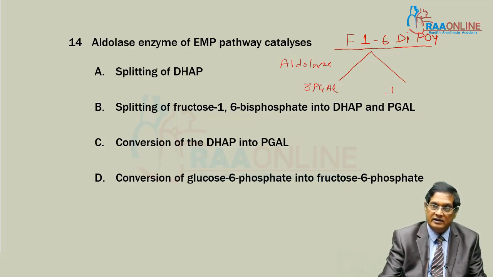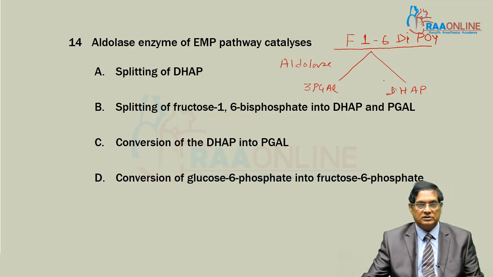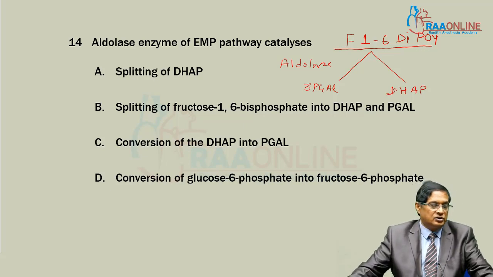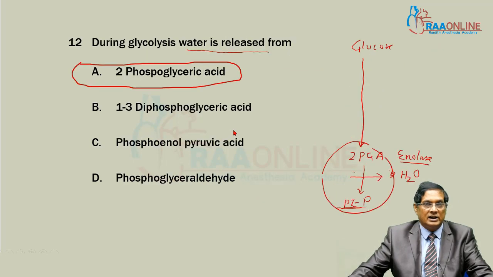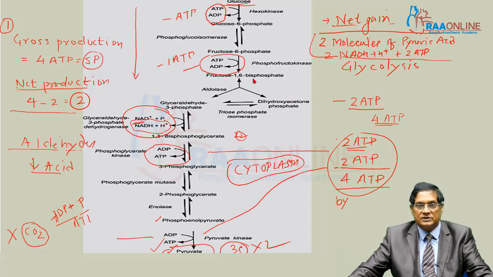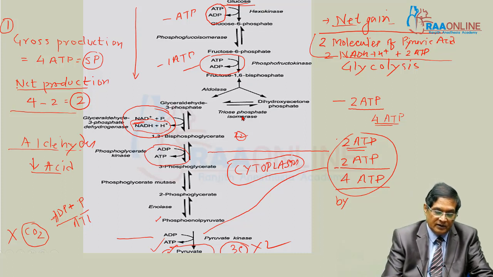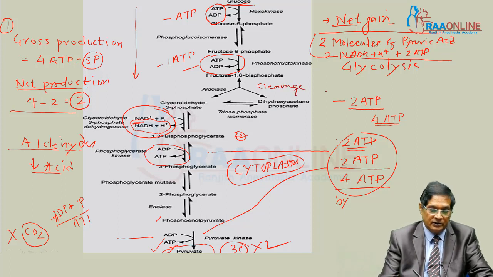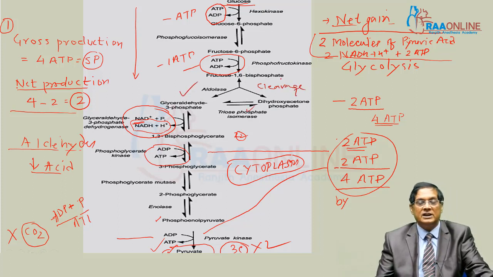3-phosphoglyceraldehyde and dihydroxyacetone phosphate, DHAP. See that glycolysis again. See this table. This is the use of aldolase enzyme. It splits fructose 1,6-diphosphate by the process of cleavage, converting it into these two. This is the activity of aldolase.